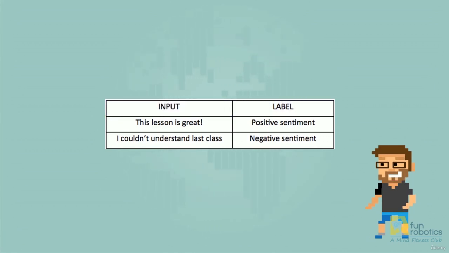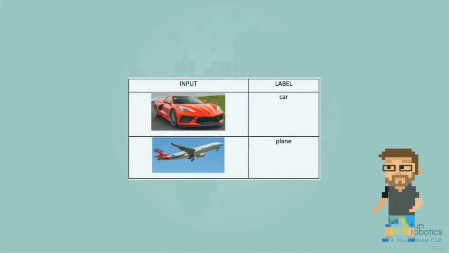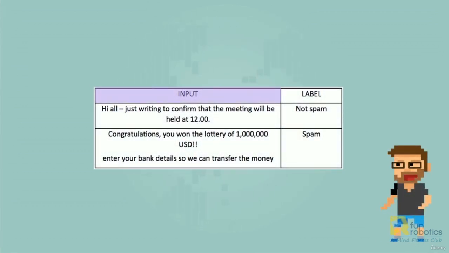In sentiment analysis, for example, the dataset is usually composed of sentences, reviews, or tweets as the input, with the label indicating whether the piece of text is positive or negative. In image recognition, the input would be the image, while the label suggests what is contained within the image. In spam detection, the input is an email or text message, while the label would provide information about whether the message is spam or not spam.